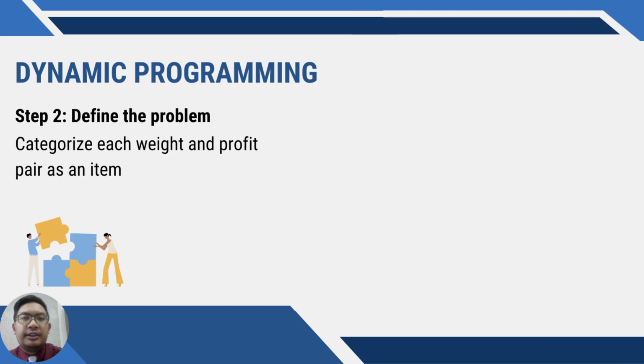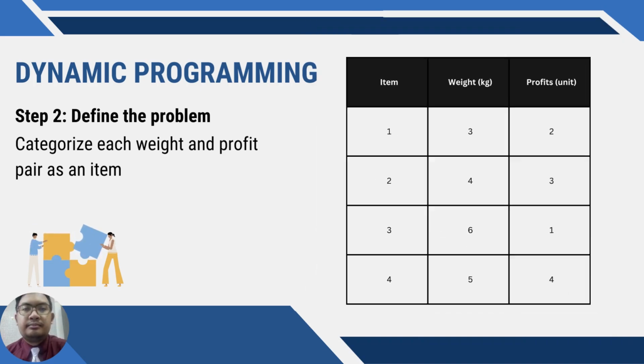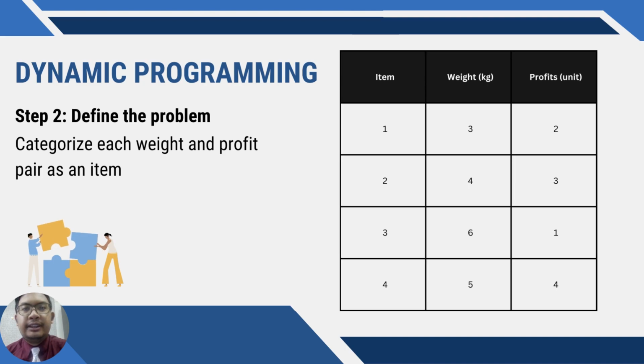Then we can proceed to the next step, which is to categorize each weight and profit as an item. Here we have 4 items since we have 4 pairs of weights and profits. For example, we have the first item, where the weight is 3 and the profit is 2, until the final item, which has a weight of 5 kilograms and a profit of 4 units.